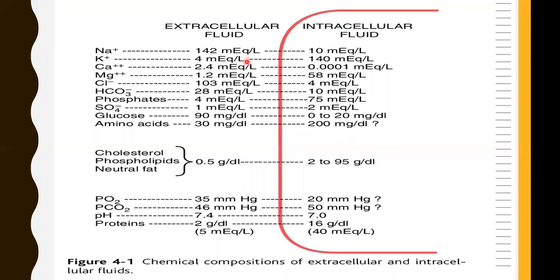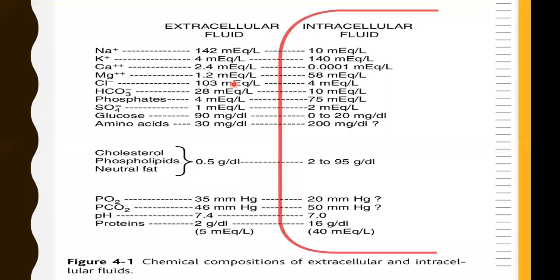The concentration of potassium on the outer side of the membrane is 4 milliequivalent per liter, while the concentration of the potassium ion inside is 140 milliequivalent per liter, which is 35 times greater at the inner aspect compared to the outer aspect. And for calcium, the concentration at the inner side is more than 10,000 times greater compared to the outer side. This is just brief. We are not going into detail, but I want your concept about the concentration of these important ions to be clear.